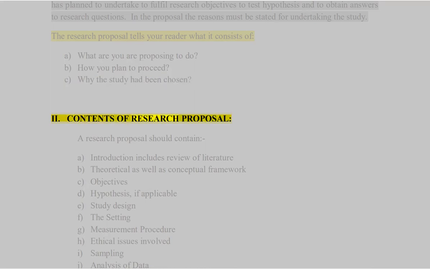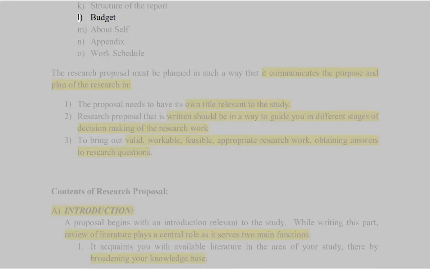2. Contents of research proposal. A research proposal should contain: A. Introduction includes review of literature. B. Theoretical as well as conceptual framework. C. Objectives. D. Hypothesis, if applicable. E. Study design. F. The setting. G. Measurement procedure. H. Ethical issues involved. I. Sampling. J. Analysis of data. K. Structure of the report. L. Budget. M. About self. N. Appendix. O. Work schedule.